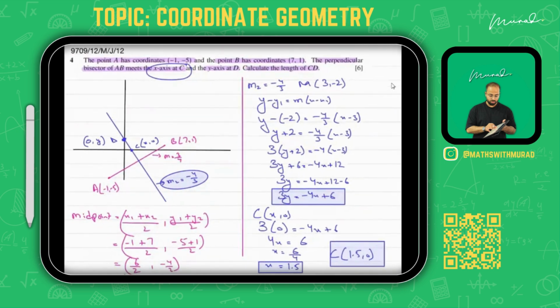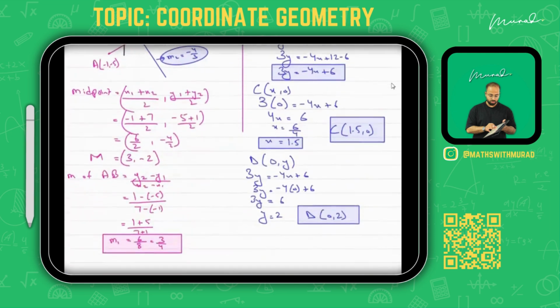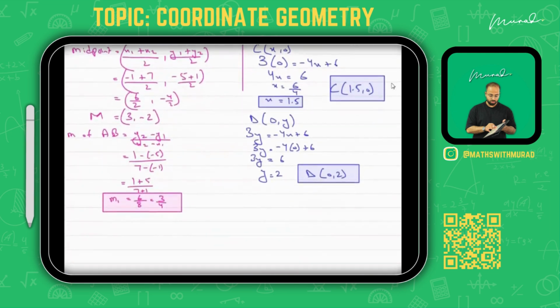So again, you can use the distance formula, which you guys already know. You have the coordinate of C, you have the coordinates of D, and use the distance formula, which is again x2 minus x1 whole square plus y2 minus y1 whole square, right? This is your x1, this is your y1, this is your x2, this is your y2. That's how you're going to get the value.